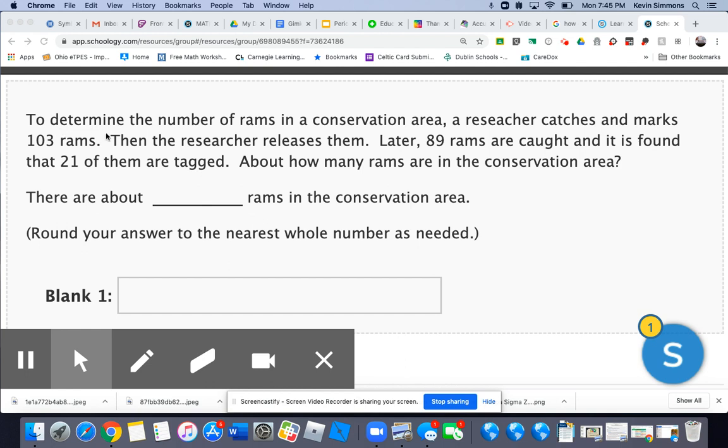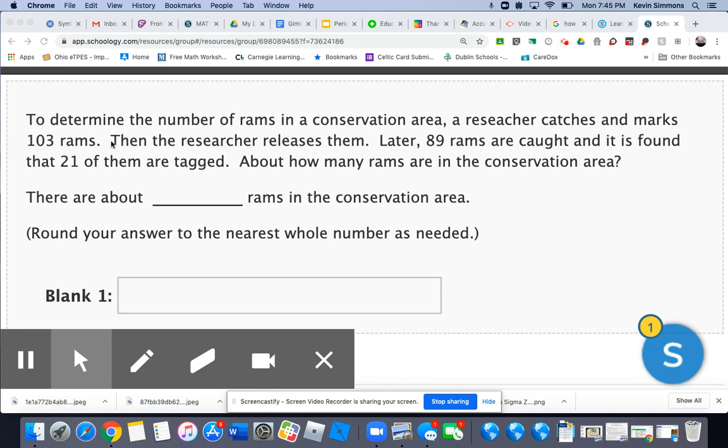So a question like this is pretty similar. To determine the number of rams in a conservation area, they use what's called a catch and release program. So let's say you want to learn about how many deer are in a certain amount of woods. You would catch a certain amount of deer and tag them. They put little clips in their ears. Sometimes they do that with rams or different types of wildlife. So in this case, they're going to catch and mark. They call it a catch and release. You're going to mark the rams.